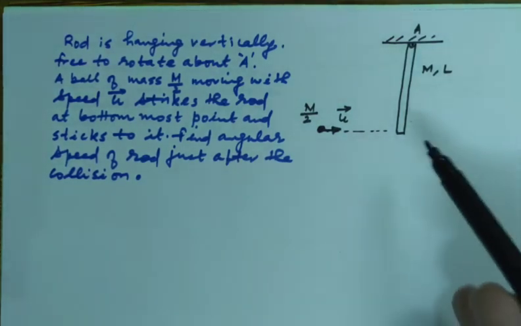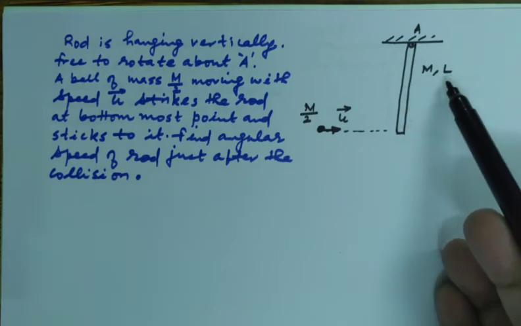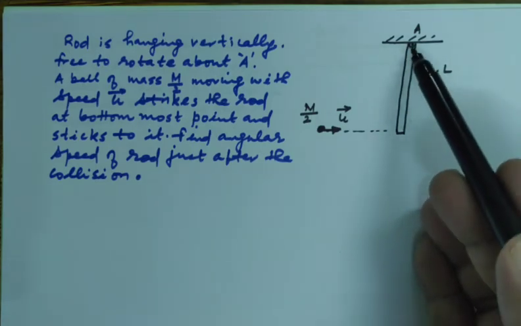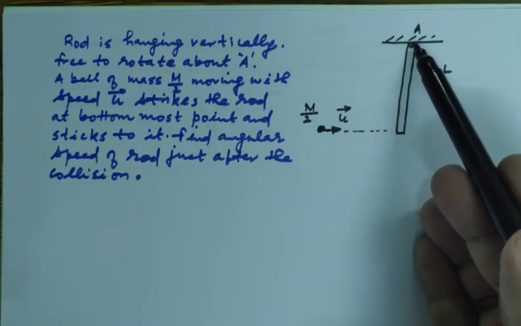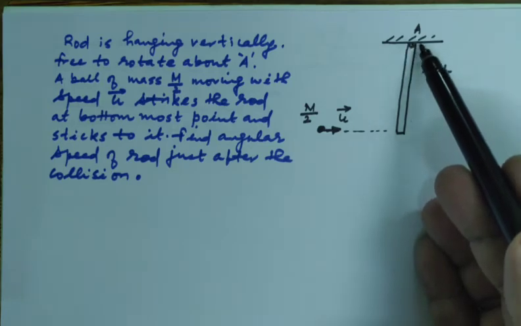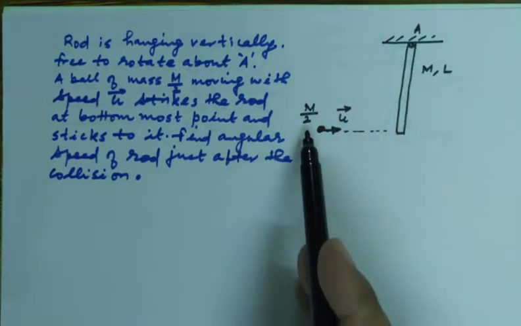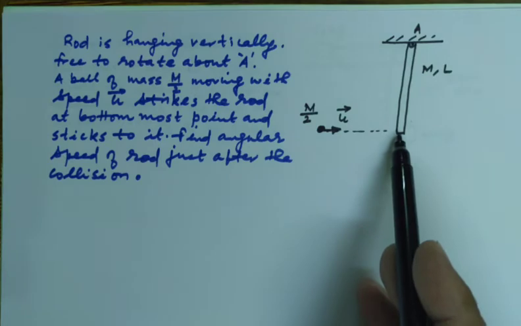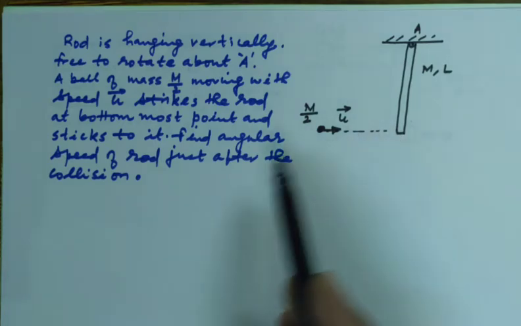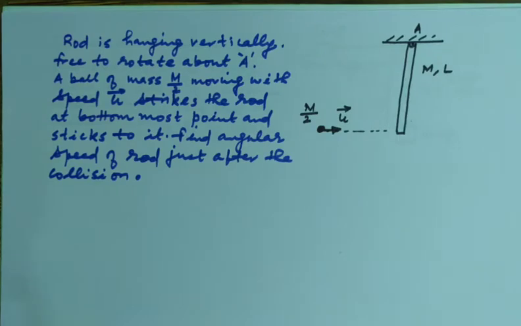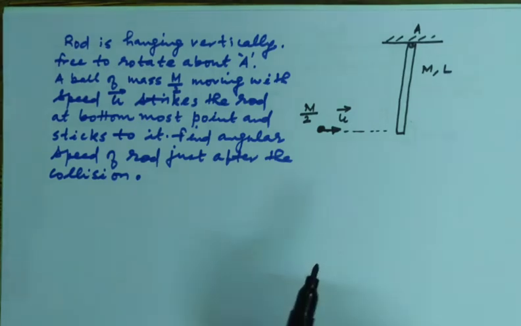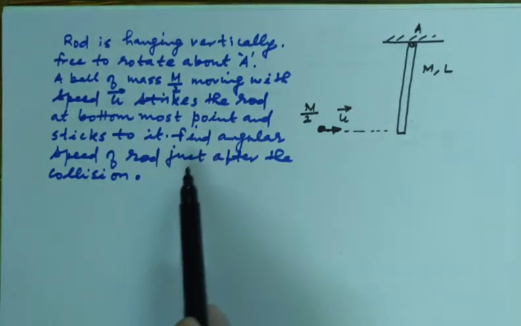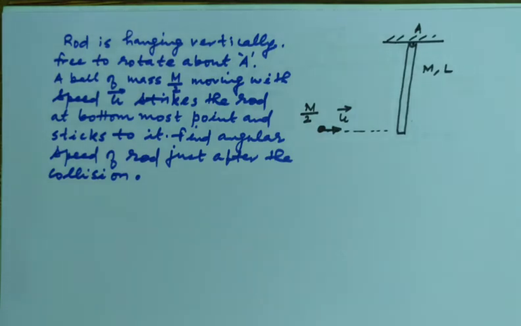In this problem, we have a rod of mass m and length L which is hanging vertically with point A, and the rod is free to rotate about the point A, which is the point from where the rod is hanging. A ball of mass m by 2 moving with the speed u strikes at the lower end of the rod. Now in the question it is asked that just after the collision, what would be the speed of the rod? It is also given that after the collision, the ball sticks to the rod.